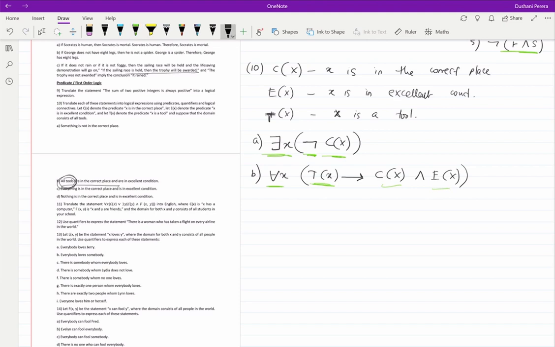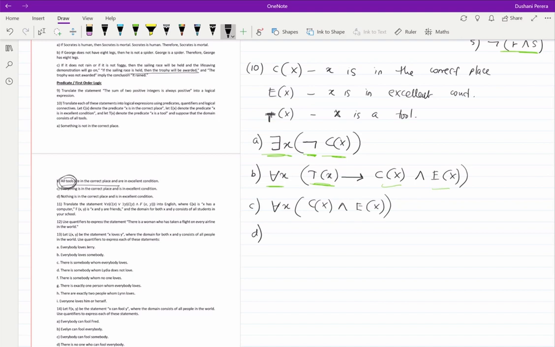Part C, everything is in the correct place and in excellent condition. Now we don't have to mention that this is a tool or not because it's not mentioned in the statement. So we have to just say for all x, they are in the correct place and in excellent condition. That's it. Here we don't have to specify that it's a tool because that's not given in the statement itself.